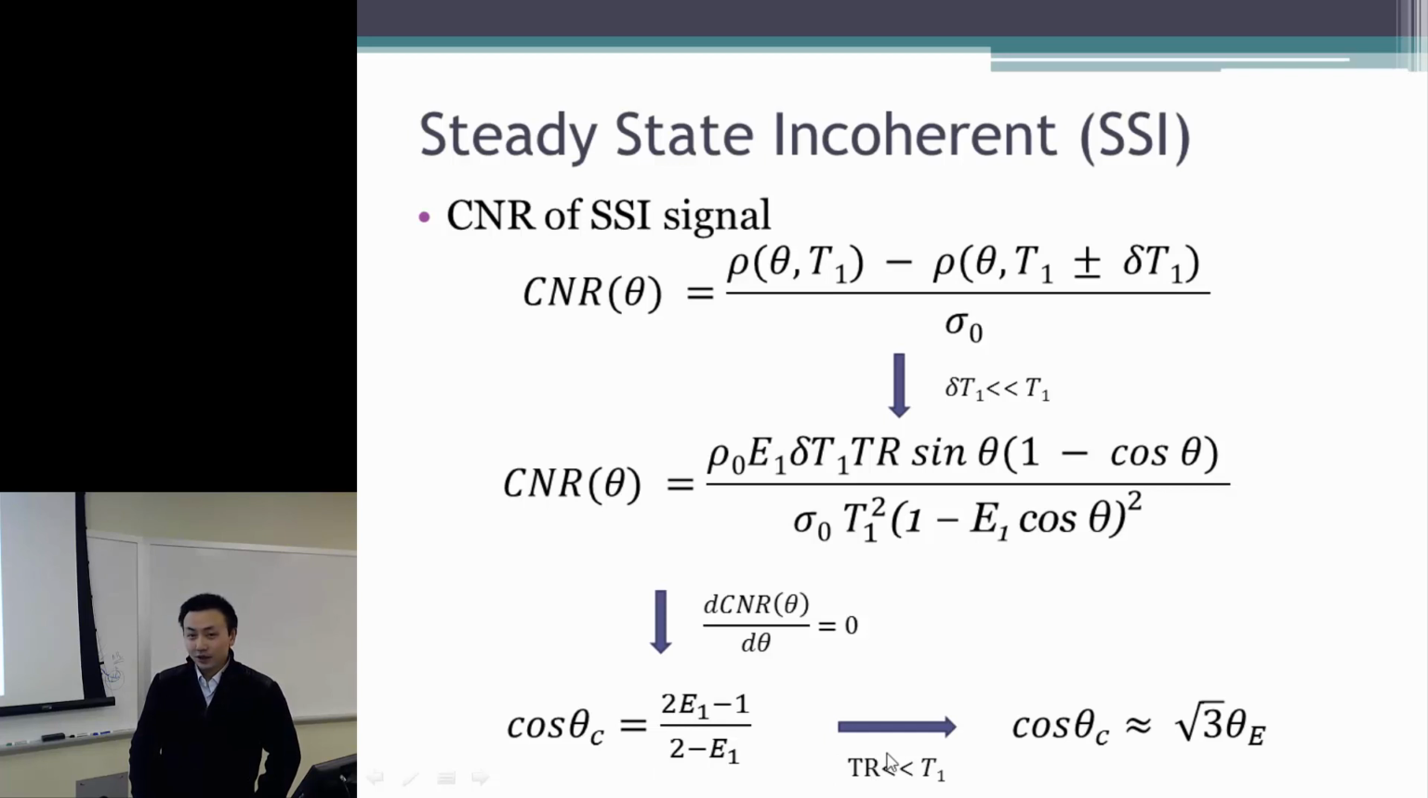And if we also add the condition that the TR is very small, then we can come up with an estimate that the optimal contrast between two tissues with different T1s is at roughly the square root of 3 times the Ernst angle of one of them. But of course, we have to keep in mind these conditions.